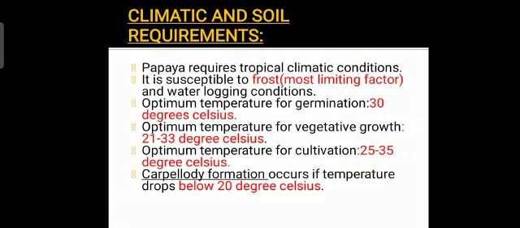Climatic and soil requirements. Papaya requires tropical climatic conditions. It is susceptible to frost, which is the most limiting factor, and water-logging conditions. Optimum temperature for germination is 30 degrees Celsius. Optimum temperature for vegetative growth is 21 to 33 degrees Celsius, and for normal cultivation it is 25 to 35 degrees Celsius. Carpellody formation occurs if the temperature drops below 20 degrees Celsius, and it is the process of fusion of ovary and stamen in a hermaphrodite flower.